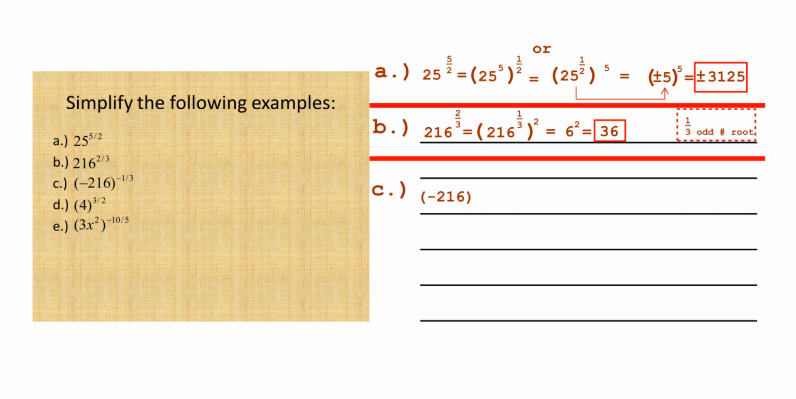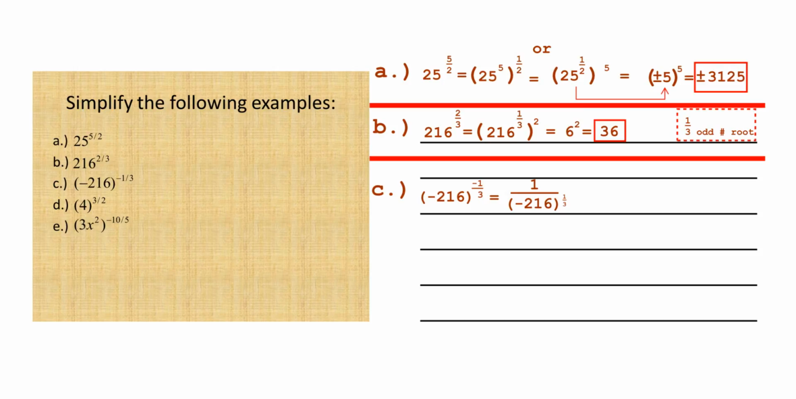C, negative 216 to the negative 1/3. Notice that it has a negative exponent in this case. So the first thing we have to do is convert it to a positive exponent. 1 over, so the reciprocal of 216, right? Do notice that negative sign on the 216 still applies onto that. Agreed? It has nothing to do with your exponent. But once you take the reciprocal, in other words, flip the fraction, it becomes positive.